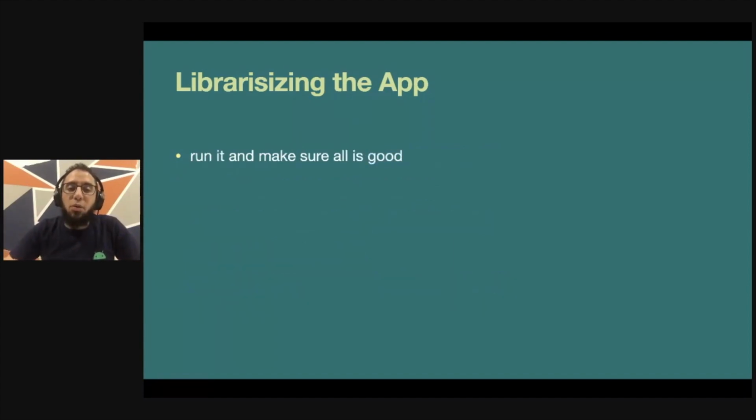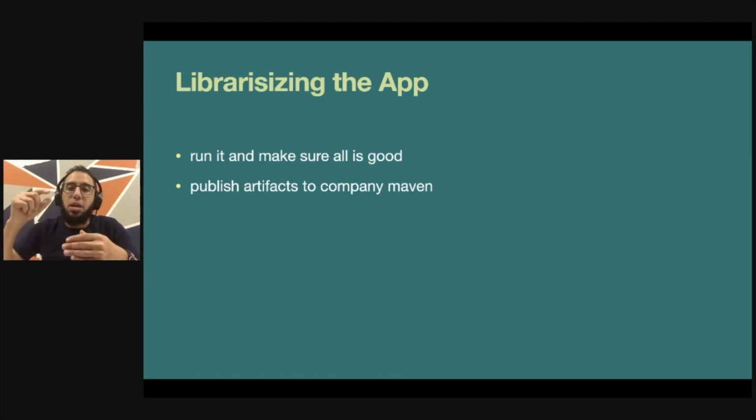So we run it and we make sure everything is good. Everything should be good because we didn't really do anything except add a level of indirection, right? Instead of directly publishing an APK from the app module, we're actually publishing that APK from a module that depends on the app module. So everything should be good. We publish these artifacts to company Maven.